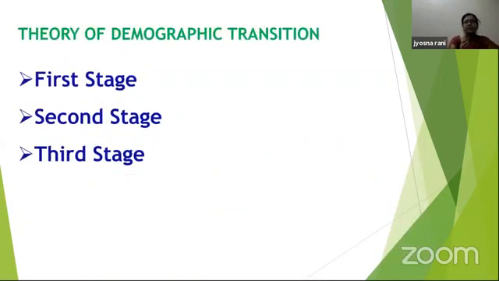And here, in this unit, we are going to learn about the theory of demographic transition. In the theory of demographic transition, we'll be learning about the 3 stages: first stage, second stage, third stage. First, let us try to understand what demography is. Demography is the study of human population.